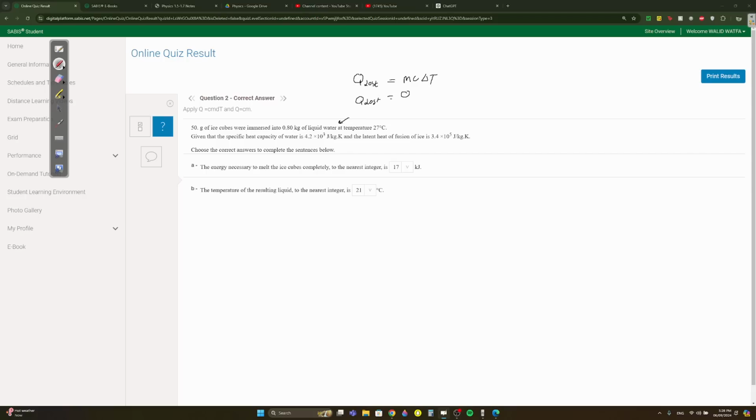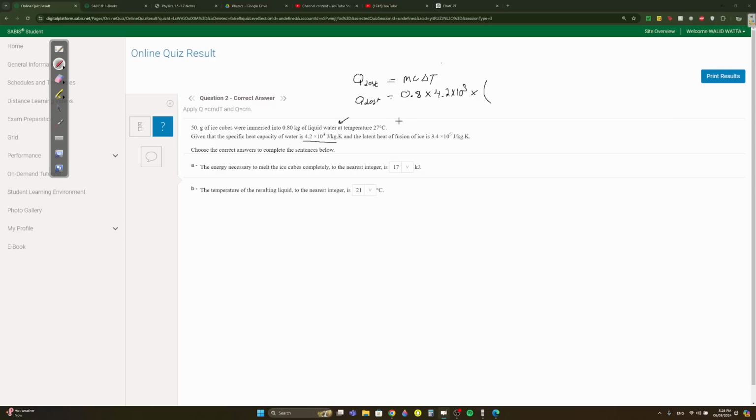It's 0.8. What's the C of water? It's 4.2 times 10 to the power of 3. Do we know delta T? No, we don't. We know delta T is final temperature minus initial temperature, right?